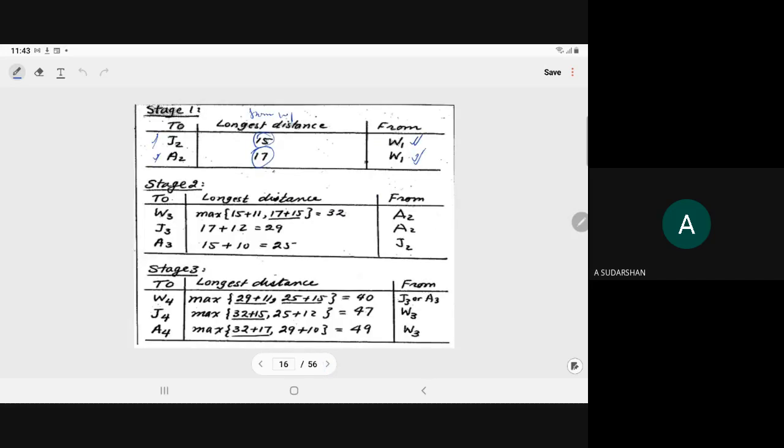So now for stage 2, we have to reach W3, J3, and A3. What are the feasible routes? For W3, either through the J2 or A2. Because in the previous stage we are at either J2 or A2. For the J3, you can only be at the A2. For the A3, you are at the J2. We have only one feasible route.